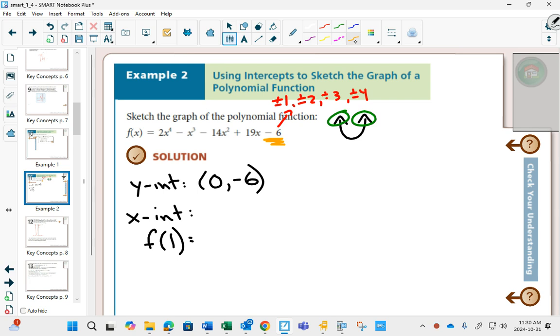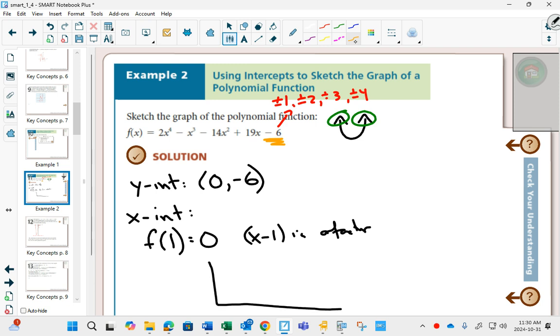So if I plug in 1, can you see that you would get 2 minus 1, which is 1, minus 14, which is -13, plus 19 is 6, minus 6 is 0. Perfect. x minus 1 is a factor.